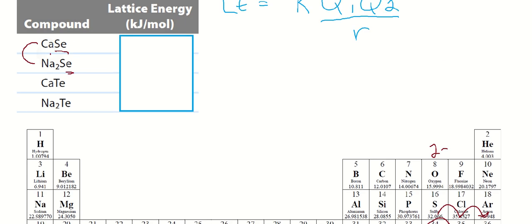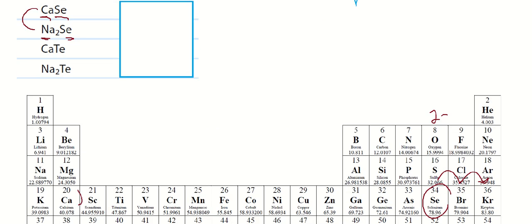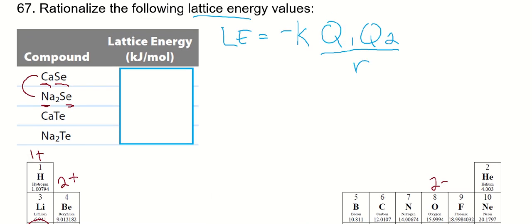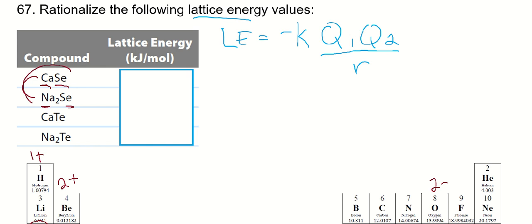Now, the difference is the cations. Calcium, being in group 2, is going to lose 2 electrons and form its most stable ion with a 2 positive charge. And sodium, being a group 1 metal, will lose its only valence electron to form a 1 positive cation. So if we're comparing the first two compounds, the charges are going to look like this.